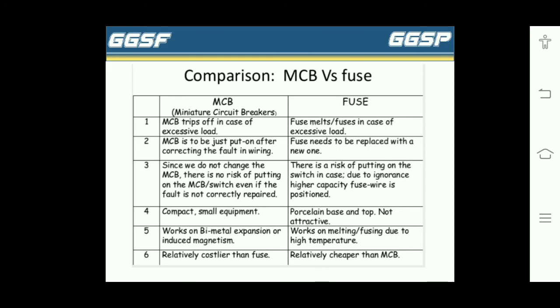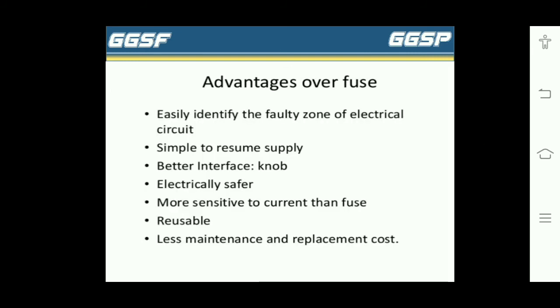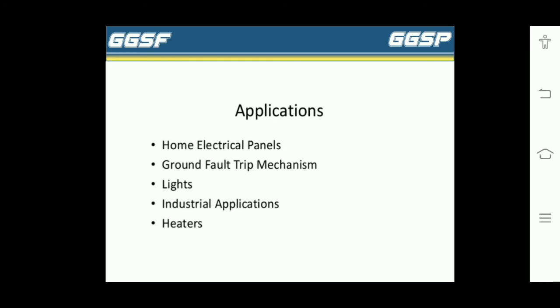Comparison: MCB versus fuse. Advantages over fuse: easily identify the faulty zone of the electrical circuit, simple to resume supply, better interface knob, electrically safer, more sensitive to current than fuse, reusable, less maintenance and replacement cost.